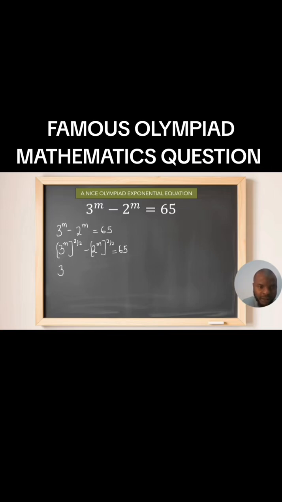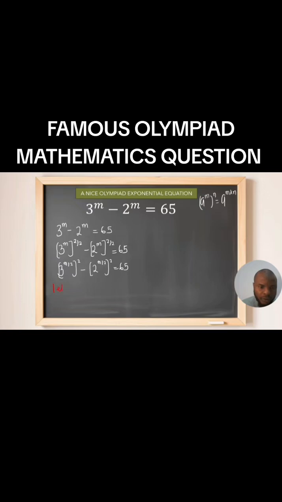Now, let me write this. I can write this as 3 to the power of m over 2, squared. We call this a law of indices that says that a to the power of m times n is equal to a to the power of n times m. So this is the rule I'm going to use here. So here also we can have 2 to the power of m over 2, squared, equals 65.